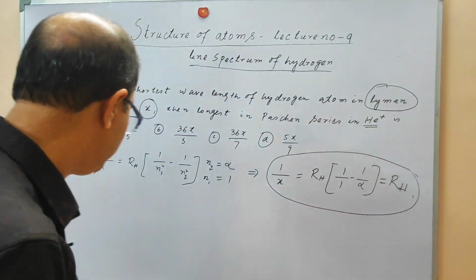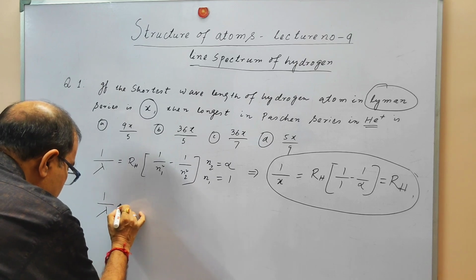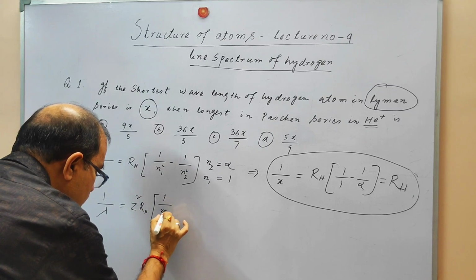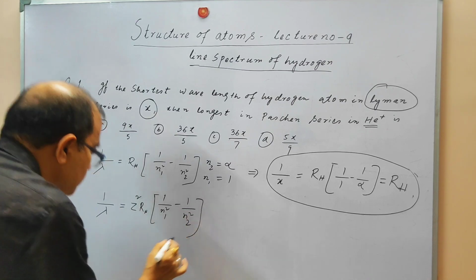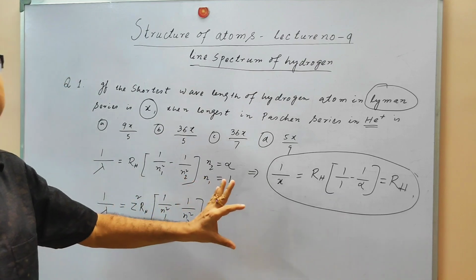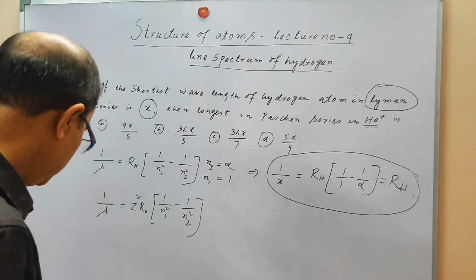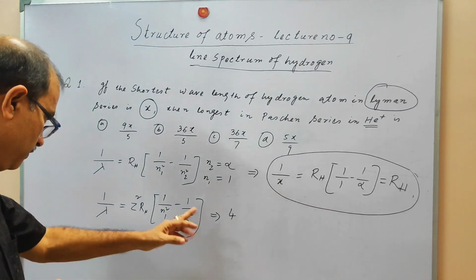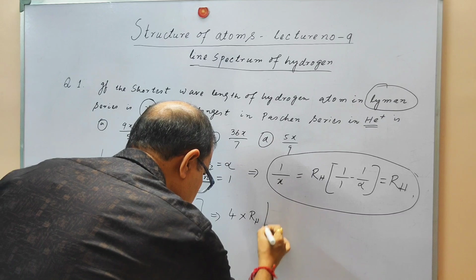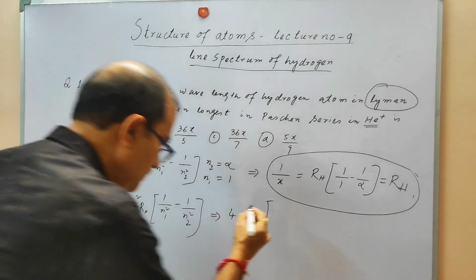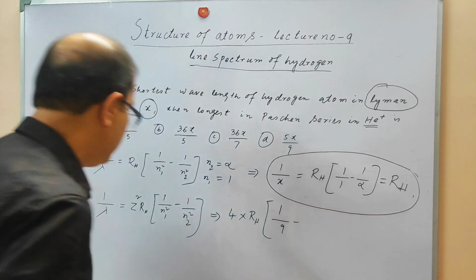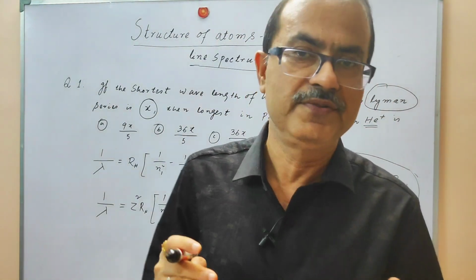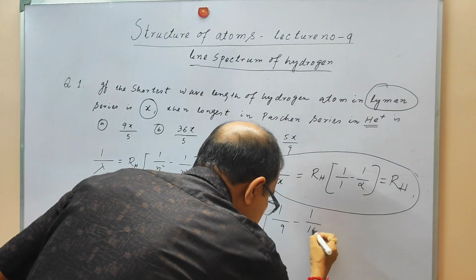Another thing is given, so we have to modify this formula. It will be 1 by lambda equal to Z square RH into 1 by n1 square minus 1 by n2 square, because the earlier formula is applicable for the hydrogen atom, and this one is applicable for hydrogen-like species. So this is Z for helium. For helium, Z equal to 2, so it will be 4 into RH. For the Paschen series, n1 equal to 3, so it will be 9, and n2 will be 4, because 4 to 3 gives the longest wavelength. So this will be 1 by 16.